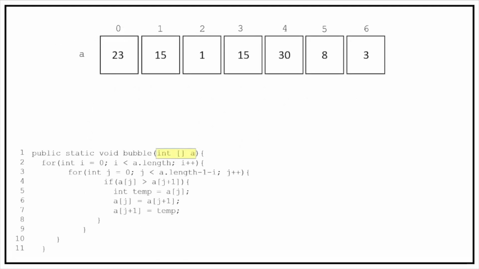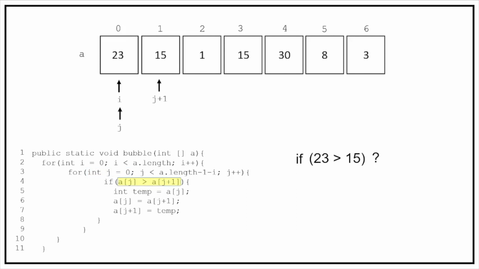Here is a visual representation of what happens when we use bubble sort. We've initialized an array A with the numbers 23, 15, 1, 15, 30, 8, and 3. Next, we'll initialize i and j to 0. This means j plus 1 will be equal to 1. So we ask ourselves, if A at j is greater than A at j plus 1, then we swap.